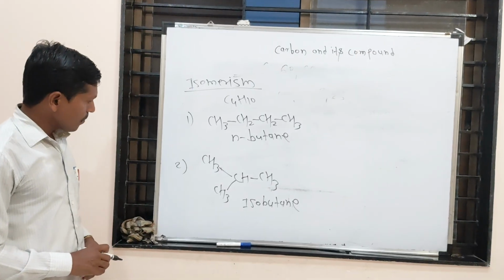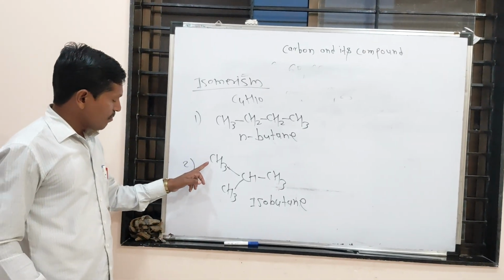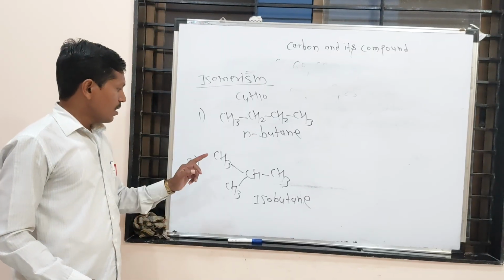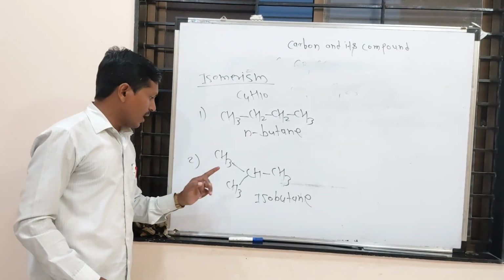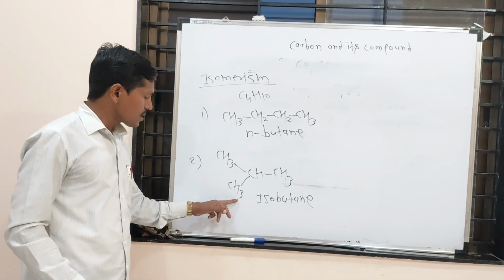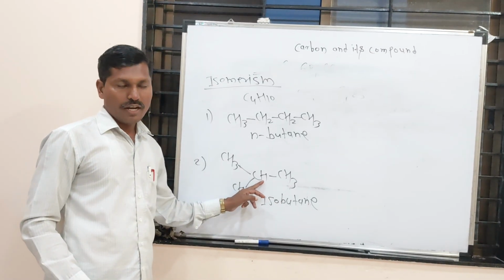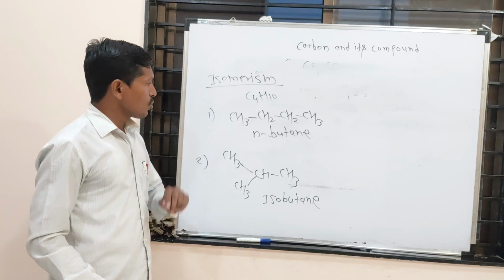Now you see, children, here also 4 carbon atoms are there. 1, 2, 3, 4 carbon atoms are there, and the total number of hydrogens is 10. 3 plus 3, that is 6, and this 3 plus 9, and this one more hydrogen, that is 10. So here also 10 hydrogens are there.